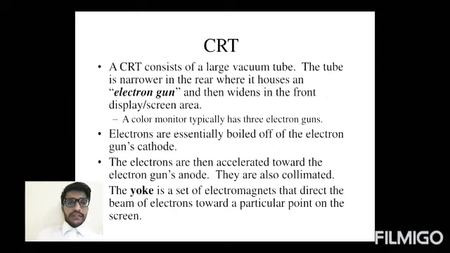A CRT consists of a large vacuum tube. The tube houses electron guns and a phosphor display screen area. A color monitor typically has three electron guns. Electrons are essentially boiled off of the electron gun's cathode. The electrons then accelerate toward the anode. The yoke is a set of electromagnets that directs the electron beams toward a particular point of the screen.